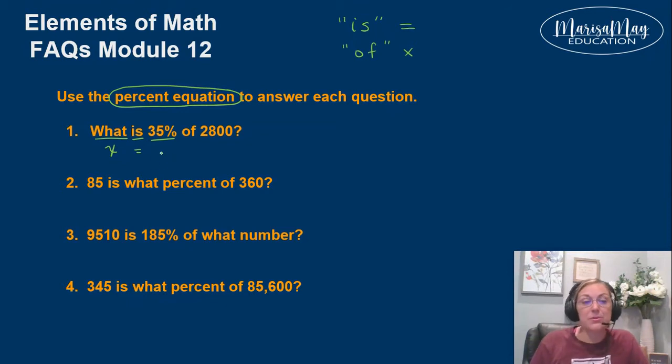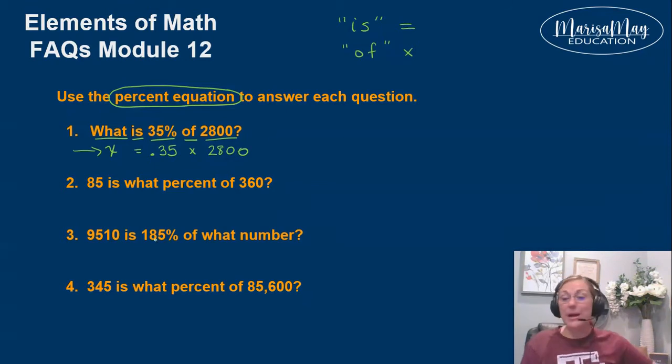Now, most of the time, percents are going to be given as decimals. So that means you're going to have to move the decimal 2 places to the left. So that's 0.35. Of means multiply, and 2,800. Now, friends, that X over here is all by itself. So this is a quick punch in my calculator to get my answer, and I get 980.